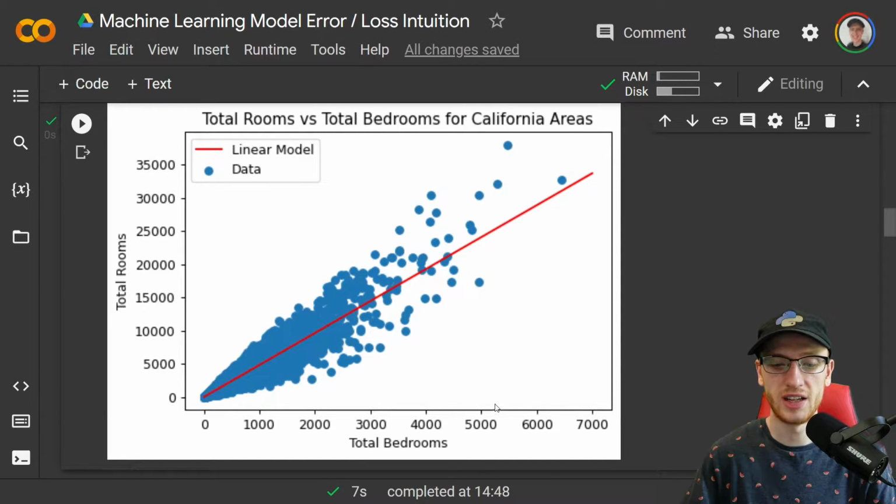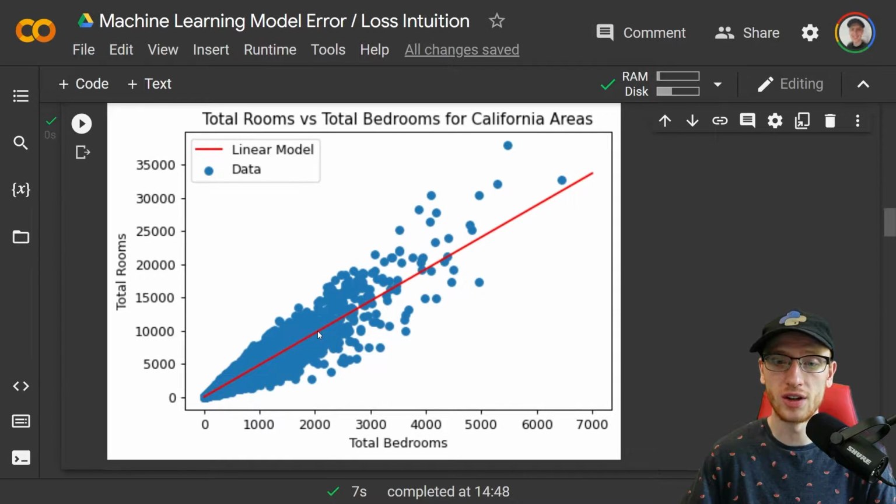If we had, say, a total bedrooms value of 5,500 and we wanted to predict what the total rooms value would be for that total bedrooms of 5,500, well then according to the model, it would suggest that our intersection would land right here, which means we would predict a total rooms value of roughly 25,000. For any single total bedrooms value, we can look up the corresponding total rooms prediction according to the model.